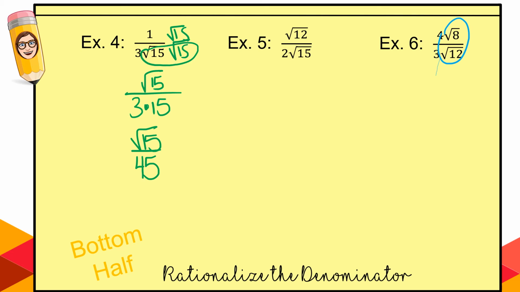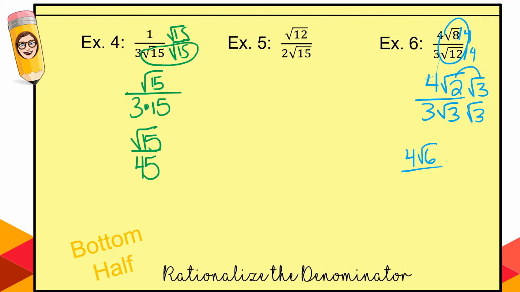I'm going to reduce this fraction first, so I'm going to rewrite the problem. 8 and 12 can both cut down by 4, which gets me to 2 and 3. It just makes the number smaller. So I'm going to multiply top and bottom by square root of 3. All right, let's look at that top. All I can multiply is the radicands, so I have 4 square root of 6. On the bottom, square root of 3 times square root of 3 is 3. 3 times 3 is 9. And 4/9 doesn't reduce. Square root of 6 doesn't reduce. That's all I got.